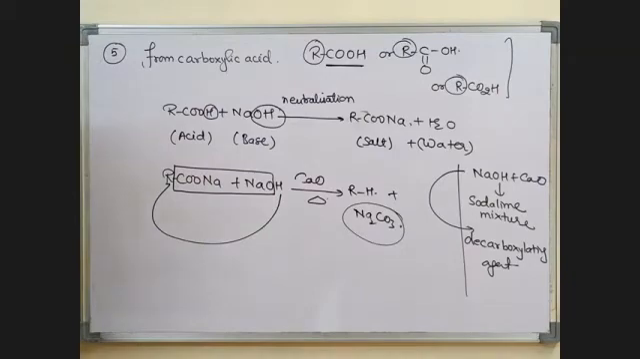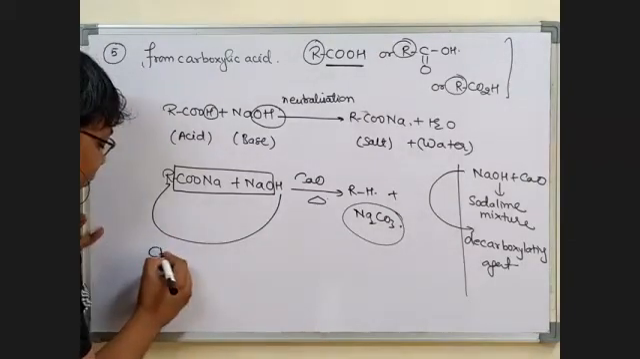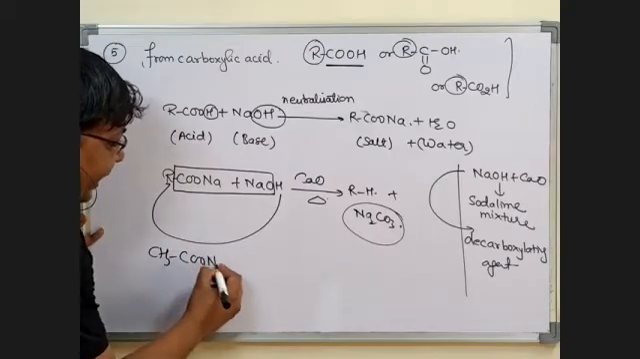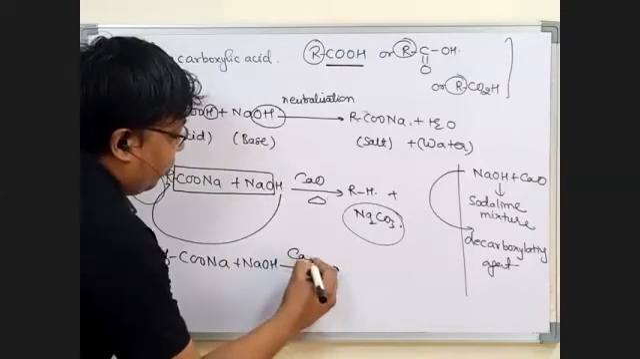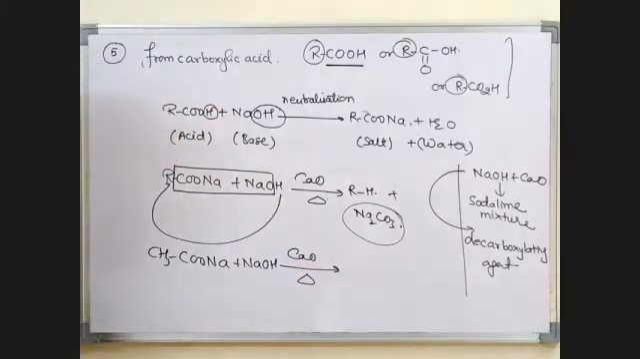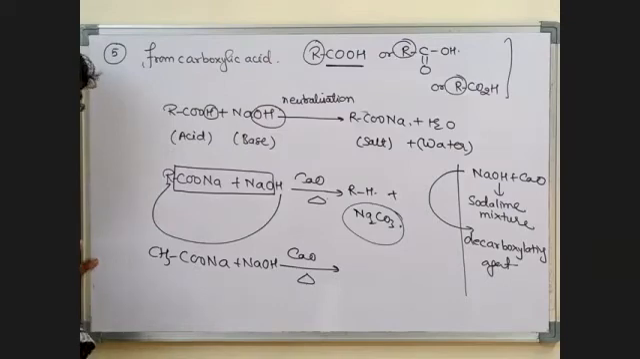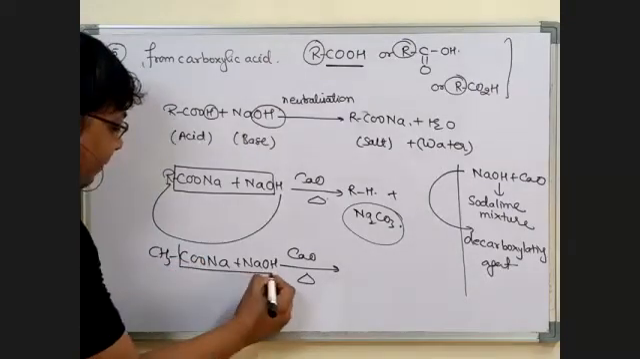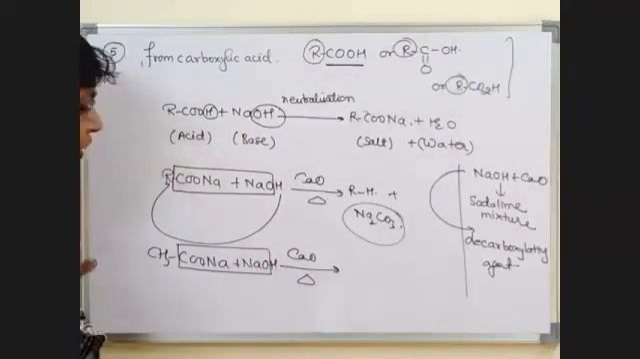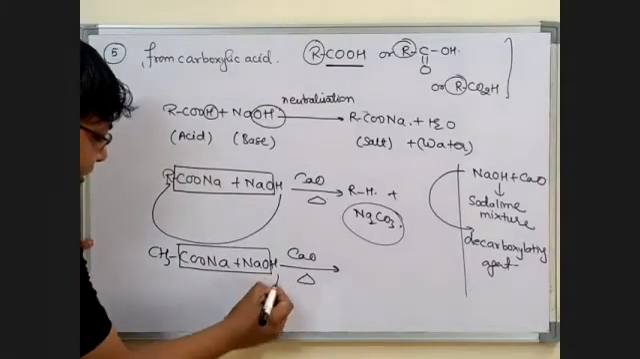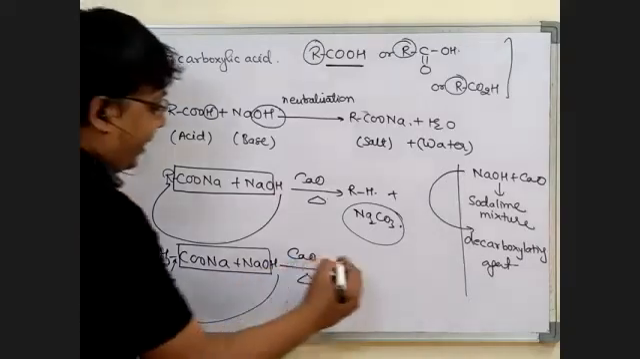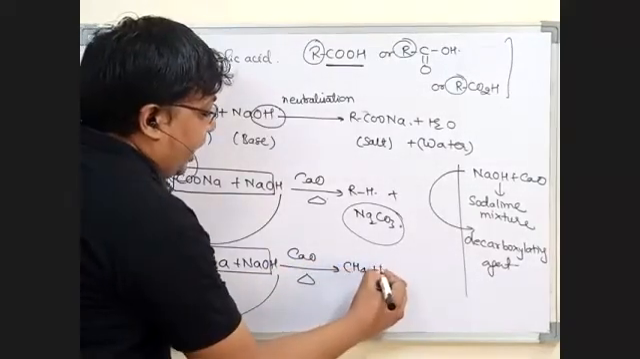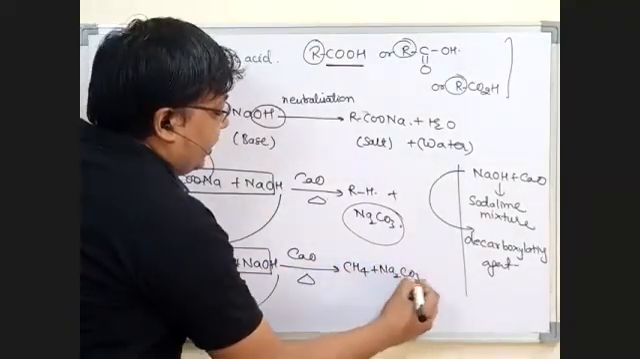Now come on students. Suppose I give you CH3COONa plus NaOH in the presence of CaO on heating. Now the same mechanism follows over here. COONa combined with ONa, and H is added over here. So student, your product will be CH4 along with Na2CO3.